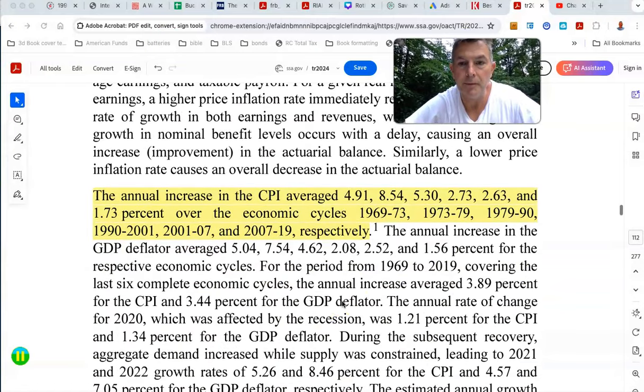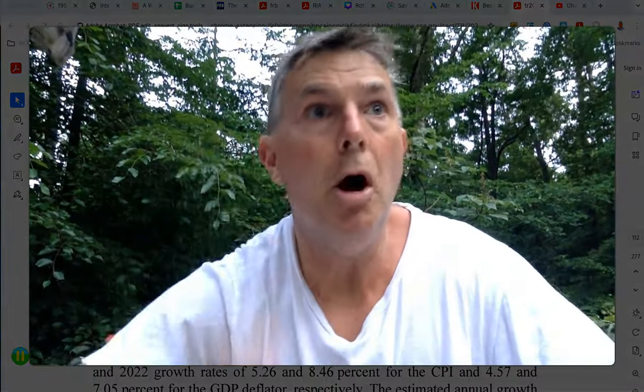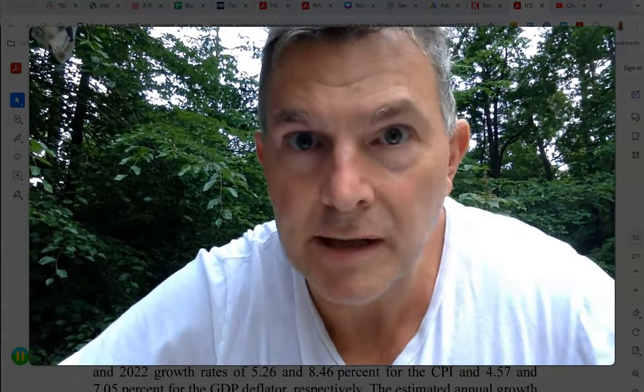And here's right here. The annual increase in the CPI averaged 4.9, 8.54, 5.3, 2.7, 2.63, and 1.7 over the economic cycles from 1960. You can see all that: 1969 to 1973, 73 to 79, 79 to 90, 90 to 2001, 2001 to 2007, and 2007 to 2019. So you can see it's gone down rapidly from 8.54 to 5.3, 2.73, 2.63, 1.73. So the annual increase in CPI has gone down dramatically. But the government's printing all that money. How could inflation have gone down? Oh, because they're not measuring like they did in 1978. The whole thing's stupid. Inflation has gone down dramatically, even with the government printing money.